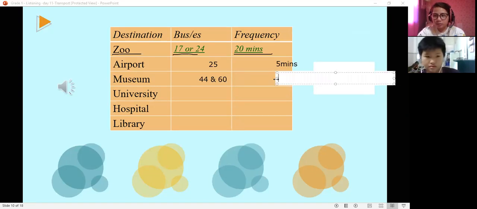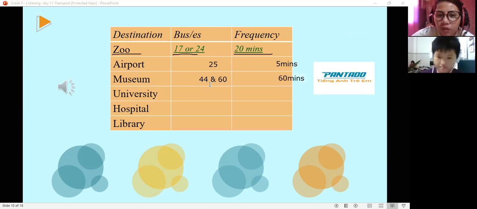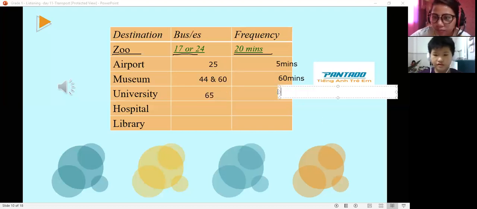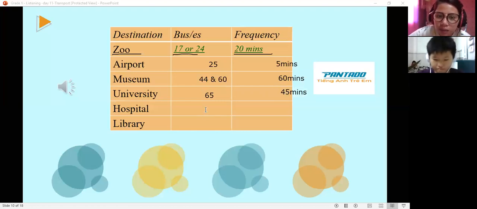Every half hour. Is this your answer, the number of buses? Hospital is 65. And how about the frequency? 45 minutes. Okay. So how about the hospital?